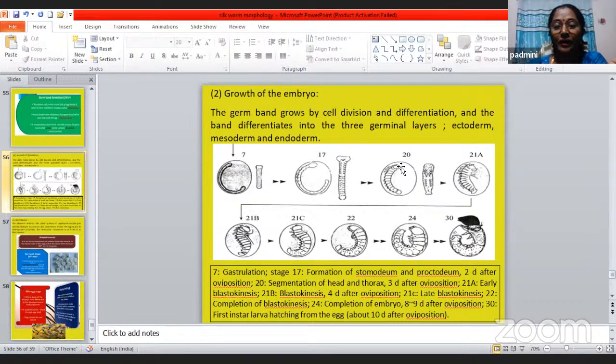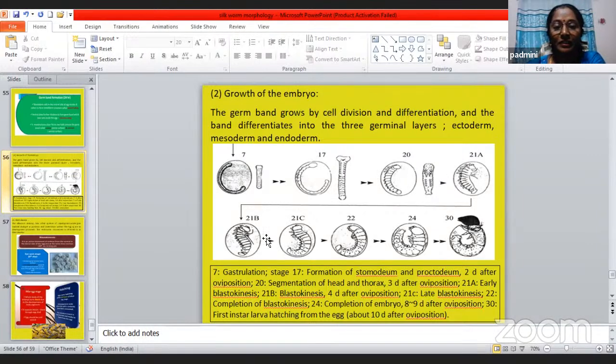So you have the head region and the thoracic region over there. So this is the head region and the thoracic region formation. And they undergo blastokinesis. What is blastokinesis? There is a reorientation of the larval form, that is, from the ventral side they come onto the dorsal side. This is called the blastokinesis stage.